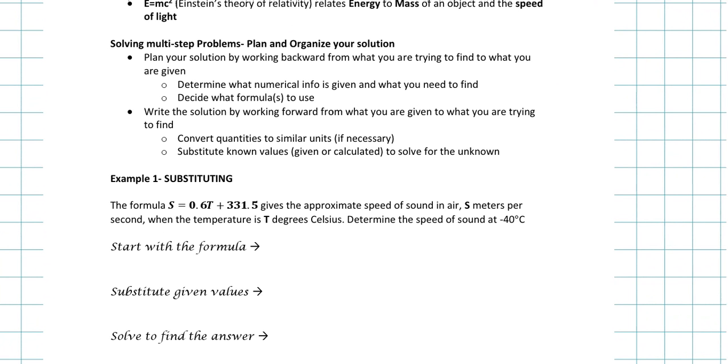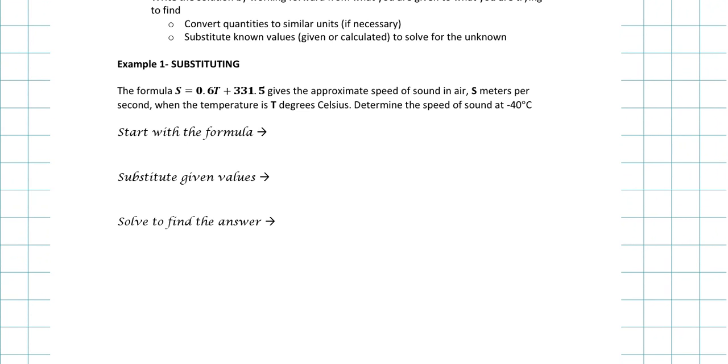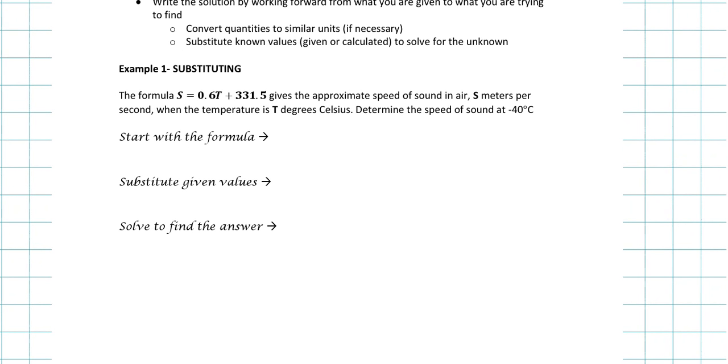Now, let's look at an example here. The formula S equals 0.6t plus 331.5 gives the approximate speed of sound in air, where S is in meters per second. So that's the unit for it. And the temperature is in degrees Celsius. Determine the speed of sound at negative 40 degrees Celsius. So you're going to start with the formula, right? What's the formula that's given to you?